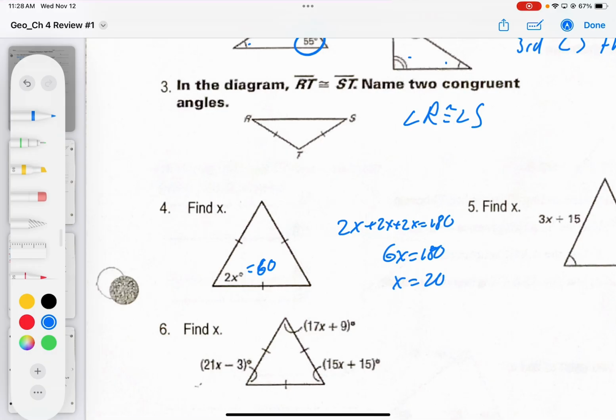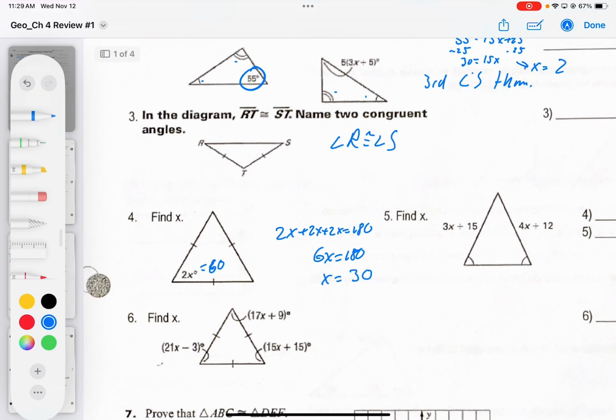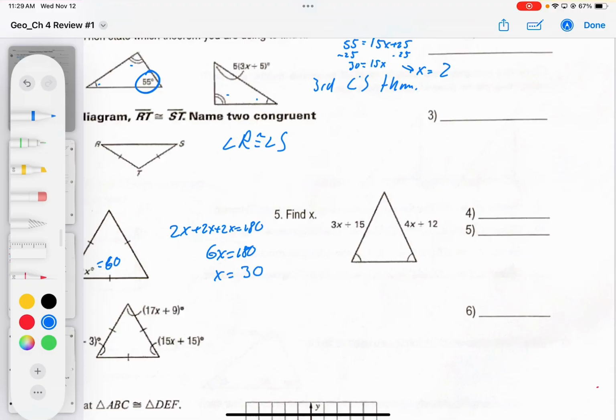Oh, it should be 30. That's my bad. Math is hard. I agree. Should be 30. Looks like a 36, but 30. Okay, cool. All right. 5.